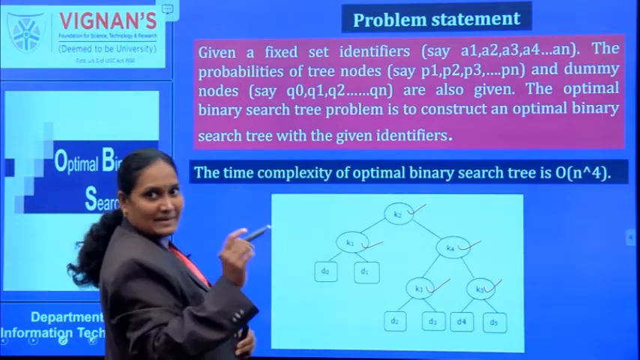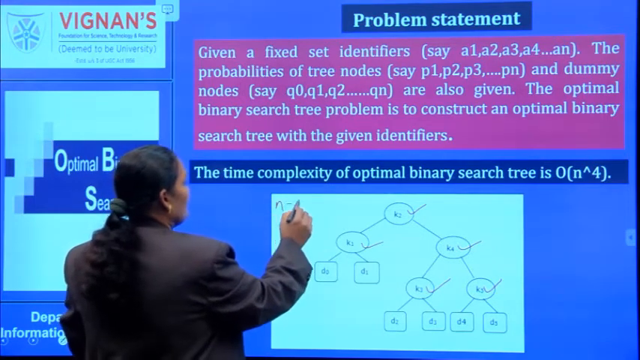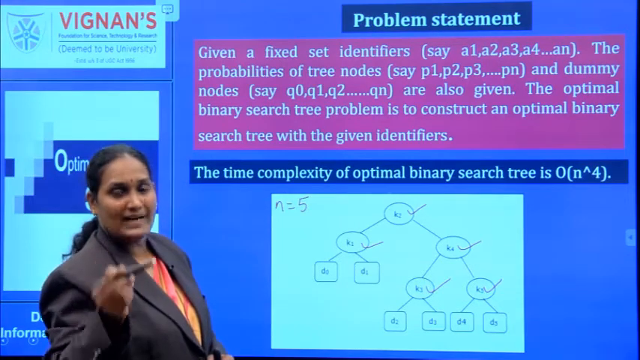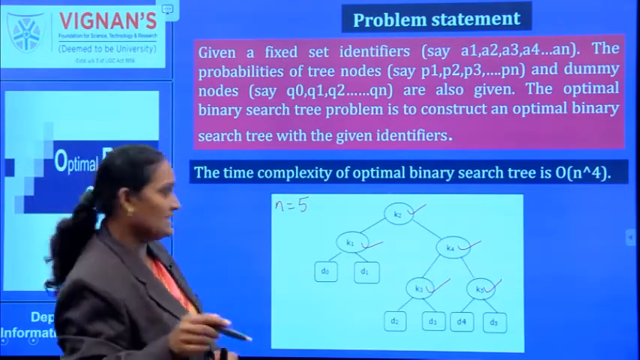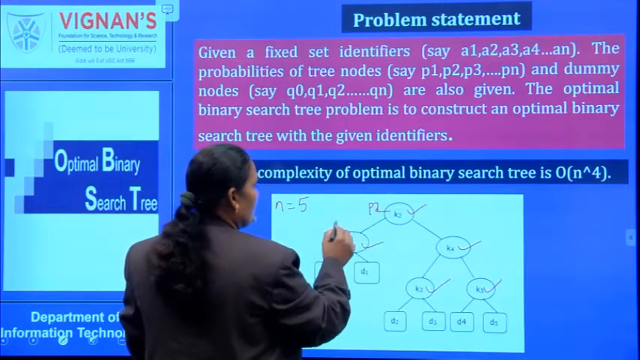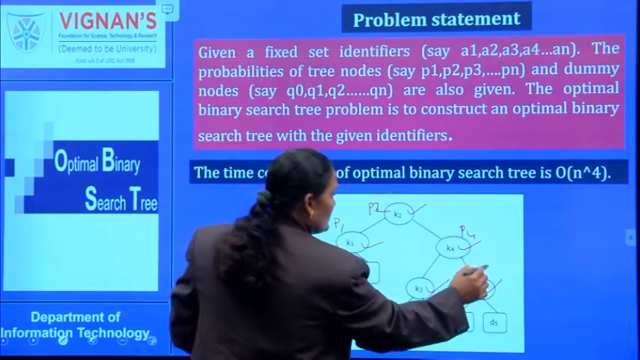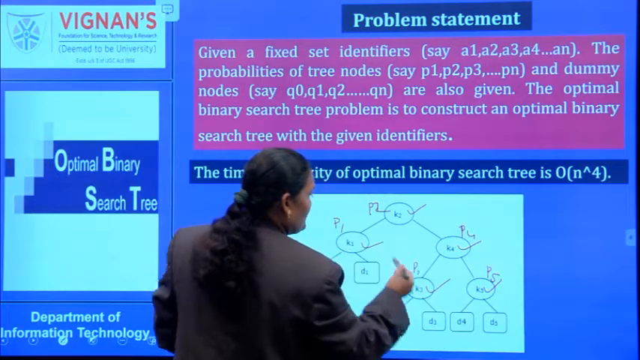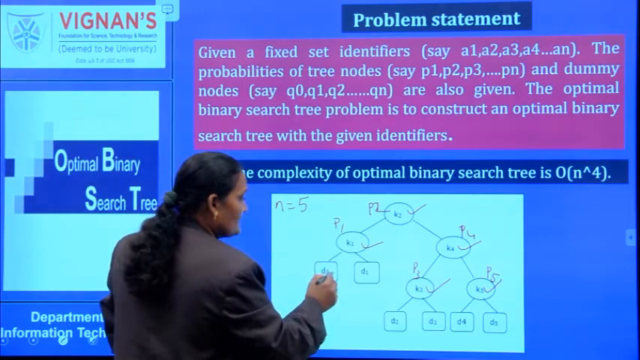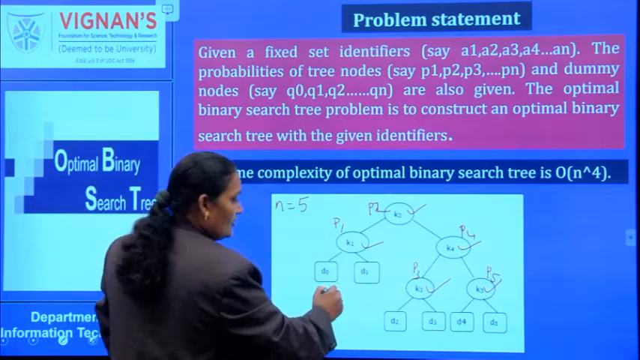That is how many elements are given for us? 5 elements are given. Corresponding to 5 elements, I have 5 probabilities. Those 5 probabilities are represented as P1, P2, P3, P4, P5. And if you observe, corresponding to this key, we have 2 dummy probabilities, D0, D1.